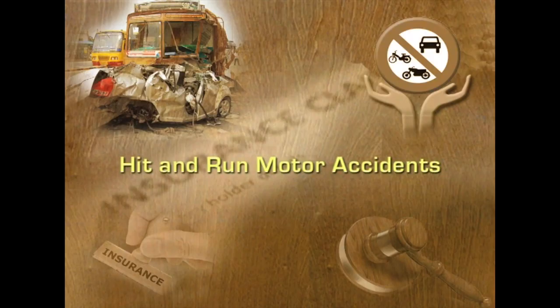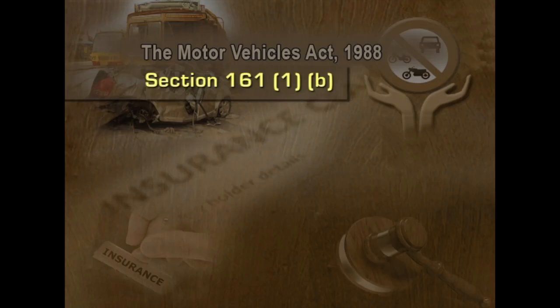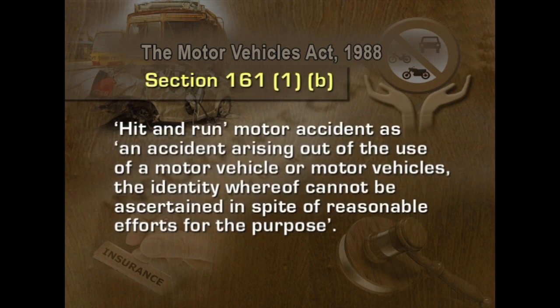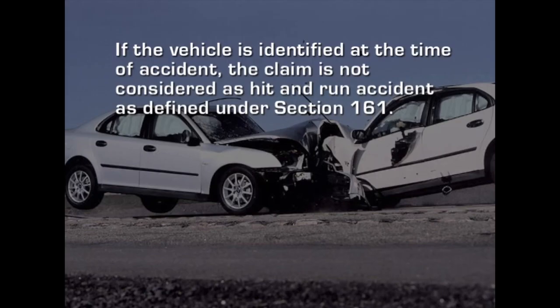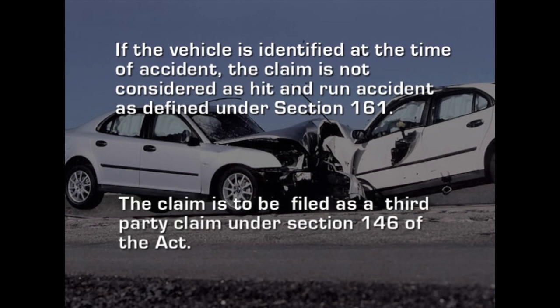Hit and run motor accidents. Section 161(1)(b) of the Motor Vehicles Act 1988 defines the hit and run motor accident as an accident arising out of the use of a motor vehicle or motor vehicles, the identity whereof cannot be ascertained in spite of reasonable efforts for the purpose. If the vehicle is identified at the time of the accident, the claim is not considered a hit and run accident as defined under Section 161. The claim is to be filed as a third party claim under Section 146 of the Act.